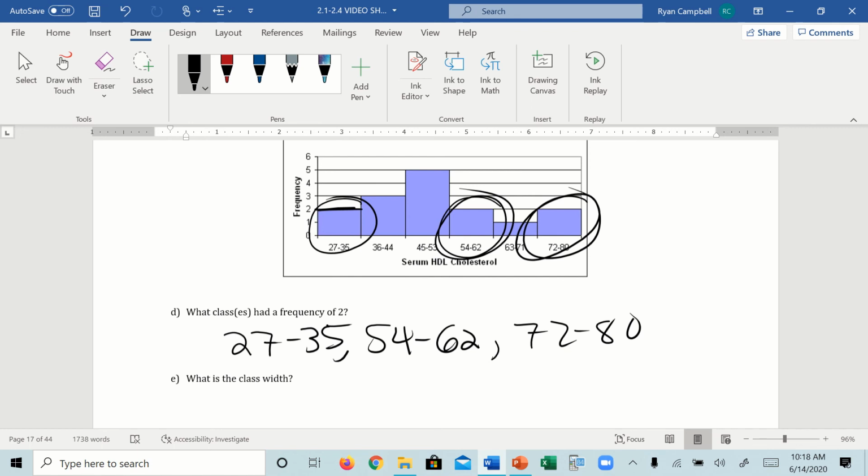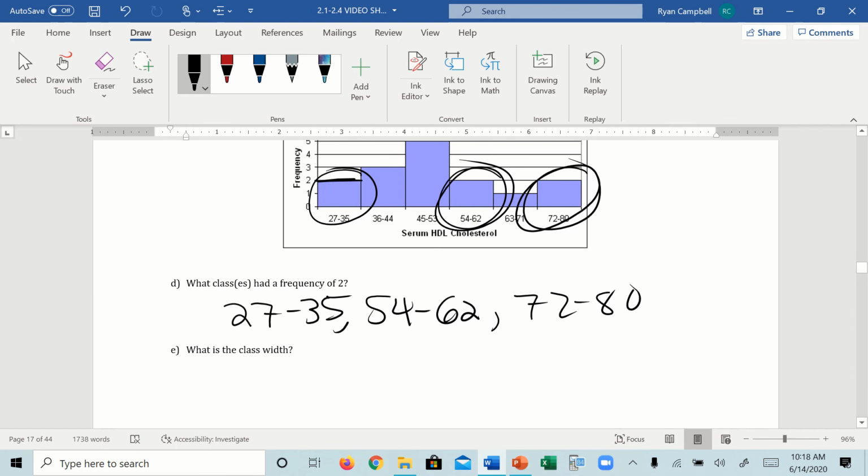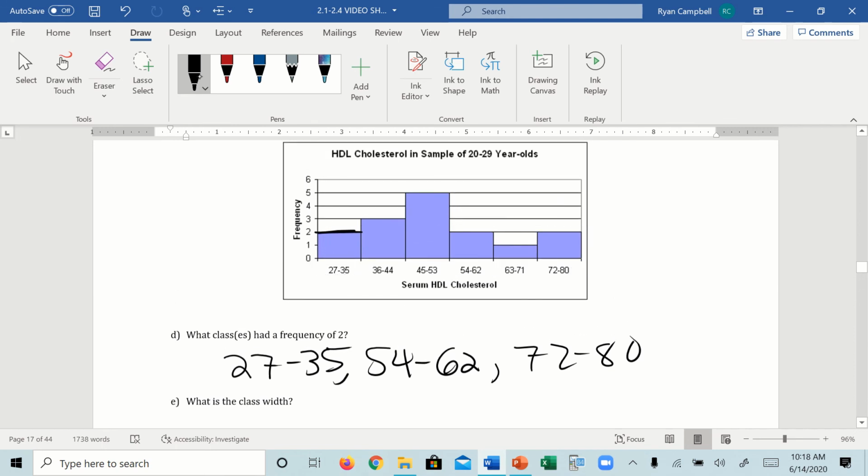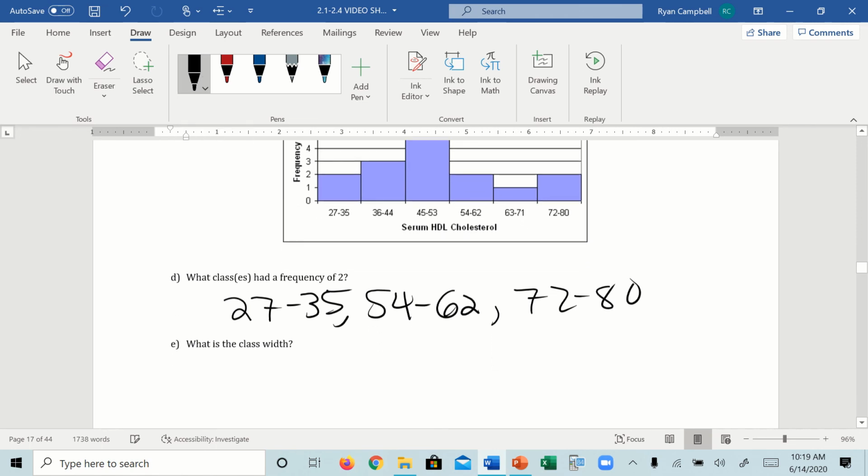So, last question. Class, what's the class width? So, class width, some people might say that that would be 35 minus 27, remember? So 35 minus 27, and we get 8.